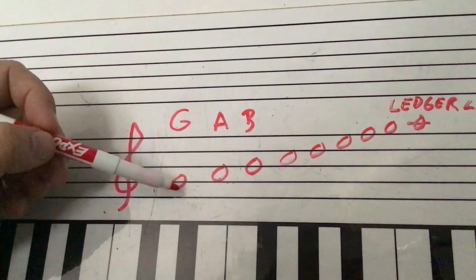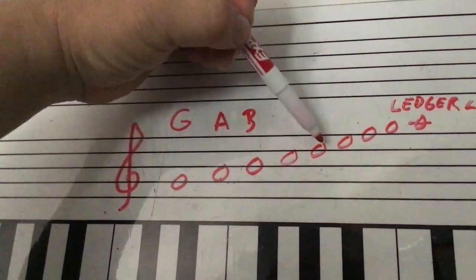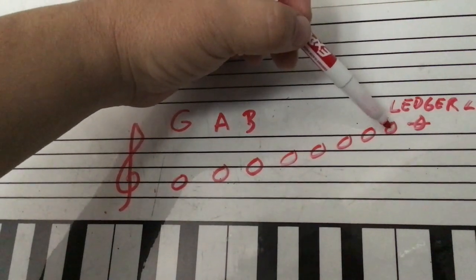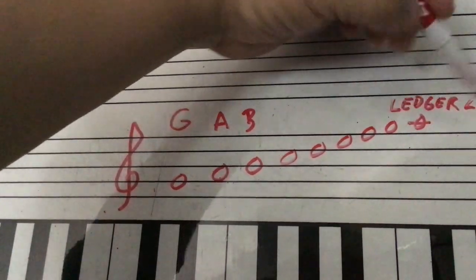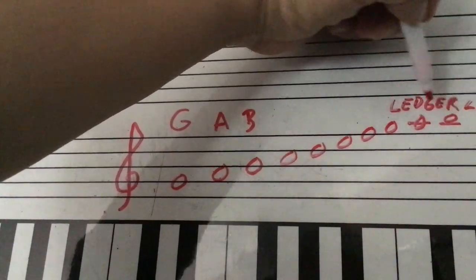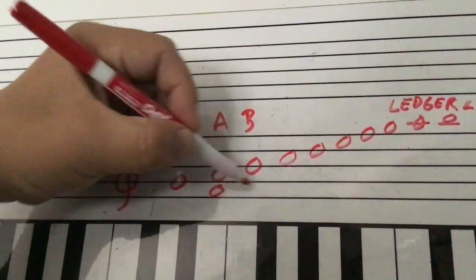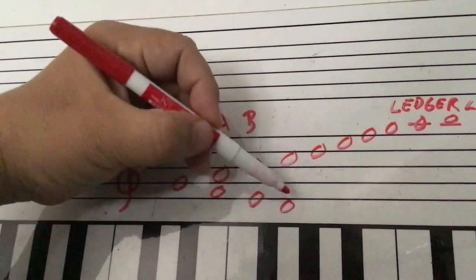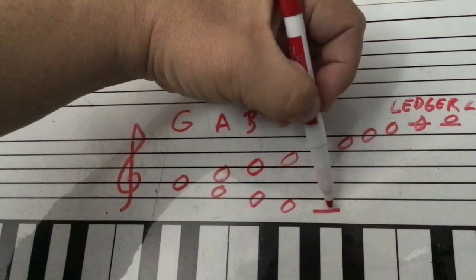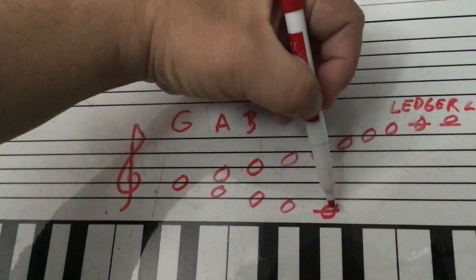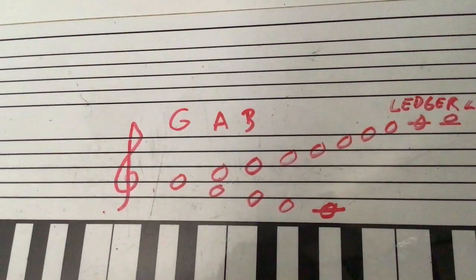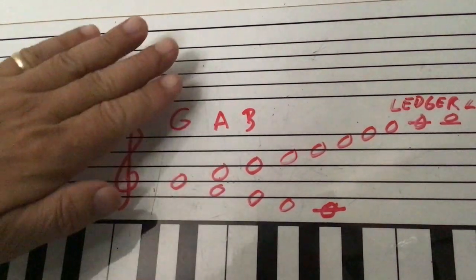So let's count. G, A, B, C, D, E, F, G. And then we'll go to A again and we'd keep going up. B and so on. And we can go down. This would be G, F, E, D. And then we do an extension or a ledger line right there, and that would be a C, like that. That's the basics.